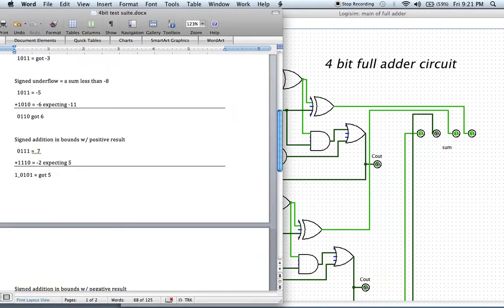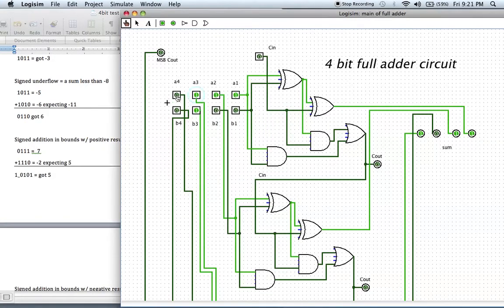Next one is signed underflow, so we're going to add 2 negative numbers together. This is negative 5 and negative 6. So what we got was 6. This number here may have been at some point, I may have been factoring in some kind of a carry. I think this one over here would have carried over and altered my actual answer over here, but I did still get 6, so that seems to check out.